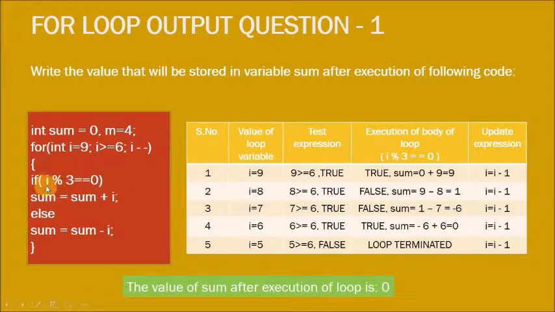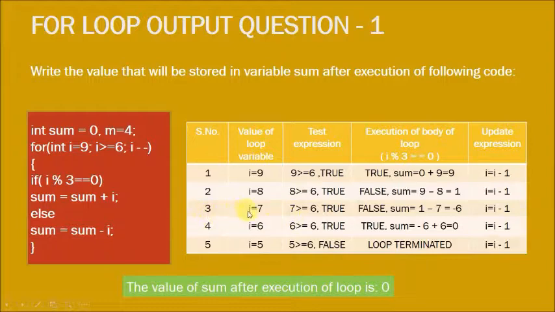Now it will check whether 8 modulus 3 is 0 or not. No, 8 modulus 3 is not 0. It is false. So it will go to the else part, and sum = sum - i will be executed. Now the value of sum in the first step was 9 and the value of i is 8. So 9 minus 8 will become 1. After executing this statement, again the program control will jump to the update expression, that is i = i - 1. The value of i is 8. So we subtract 1 from it, it will become 7.